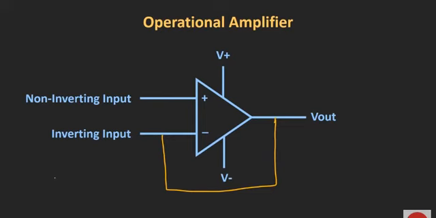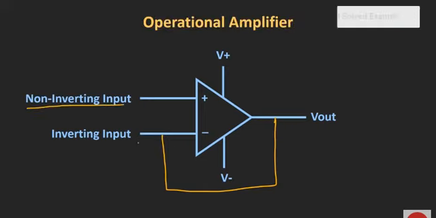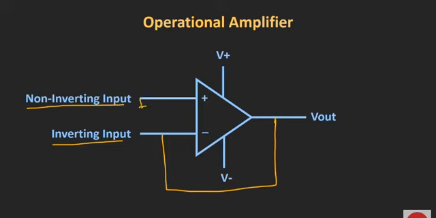Now there are three ways by which we can apply the input to this op-amp. The first is applying the input to the non-inverting input terminal and grounding the negative input terminal. Second is providing the input to the inverting input terminal and grounding the positive terminal. And third is providing the input to both the non-inverting as well as the inverting input terminals. So first we will see the case when we are applying the input to the inverting input terminal.